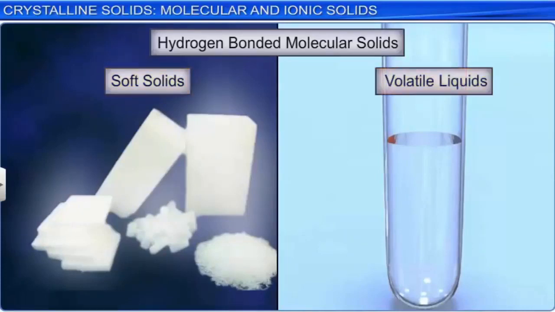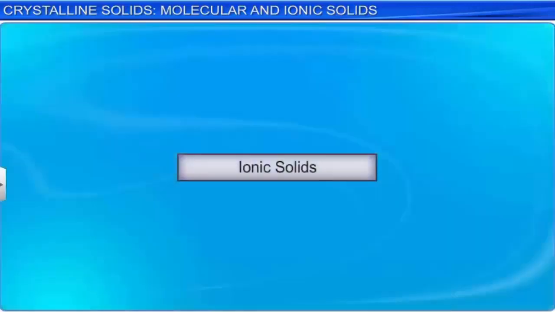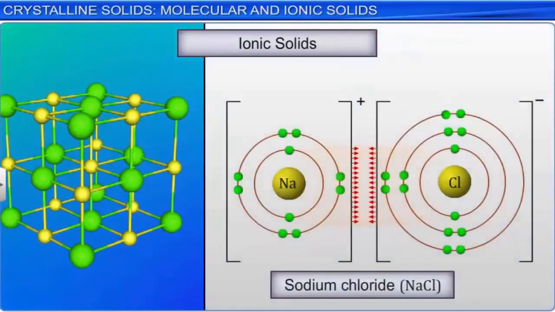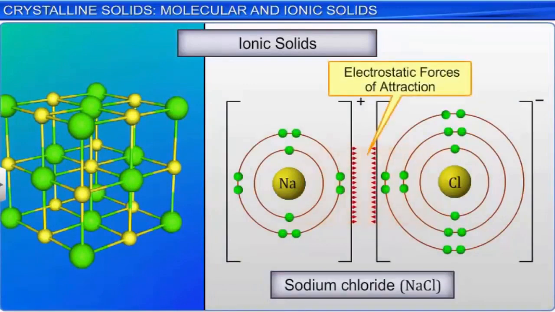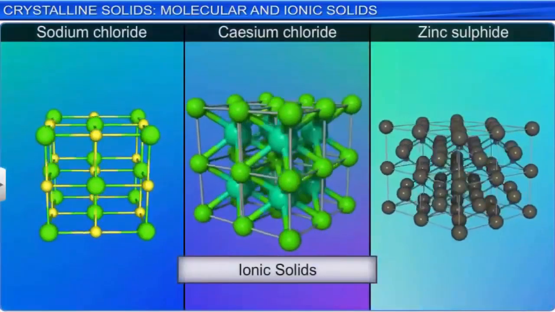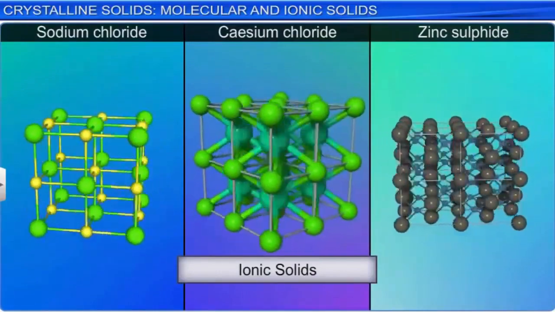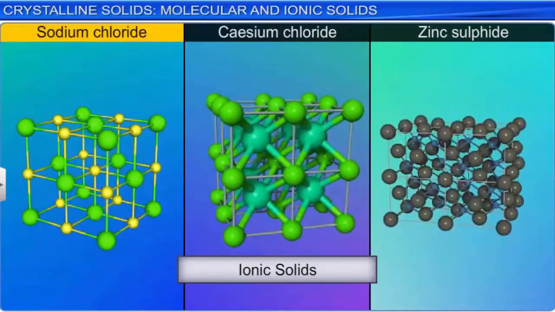The other type of crystalline solids is ionic solids. These solids have the ions as their constituent particles. The Coulombic or electrostatic forces of attraction hold the ions, cations and anions, together in the crystal. These cations and anions arrange regularly in three-dimensional space to form ionic solids such as sodium chloride, cesium chloride, and zinc sulfide.